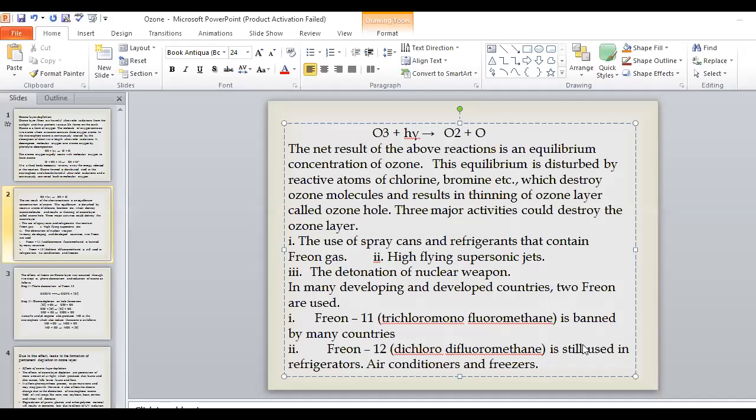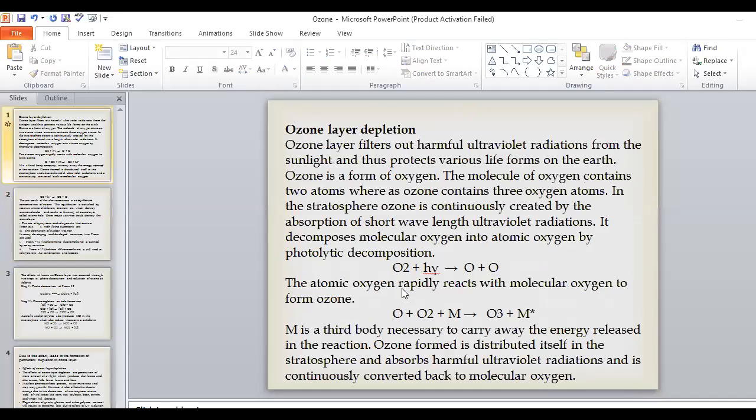I hope the COD problems are clear for you people. Okay, now I'm going for the ozone layer. In one of the previous exams, they asked to write a note on ozone depletion. So they asked a 5 marks question. That's why I've taken this as a separate topic.